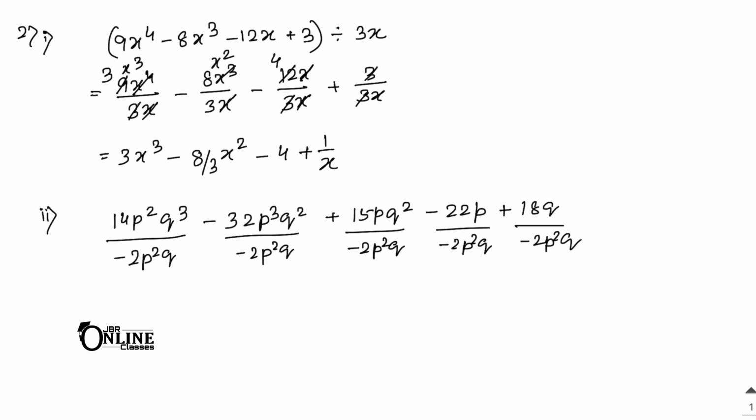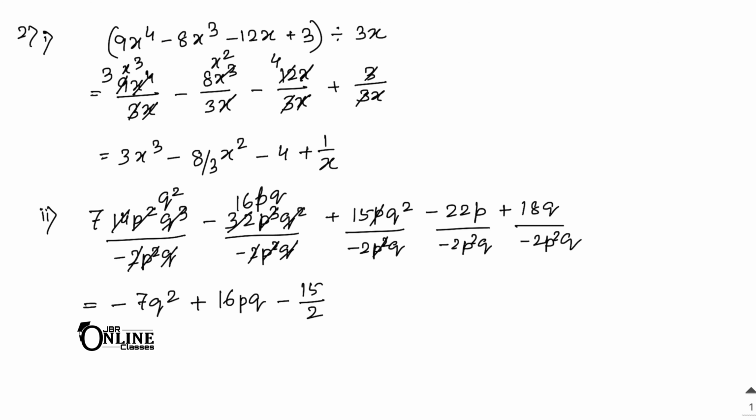Now be very careful about your sign. The first one will be negative, because the upper one is positive and the lower one is negative. 2 cancels with 14, 7; p square cancels out, q cancels, it becomes q square, so 7q square. Then negative negative will be positive. 2 cancels with 32, it's 16. p square cancels with p q, it's p only. q cancels with q square, it's q only. So here 16pq. Then plus, minus again negative, it will be here 15 by 2. Then p cancels with p square, so write p in the lower section, and q cancels, it will be q.